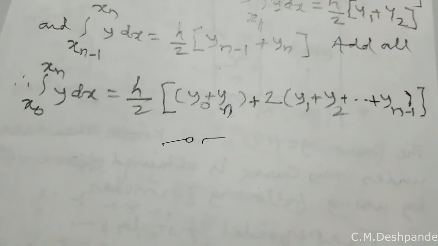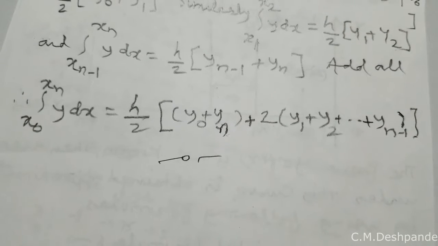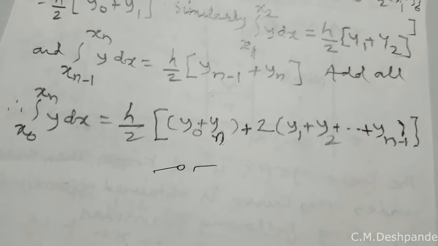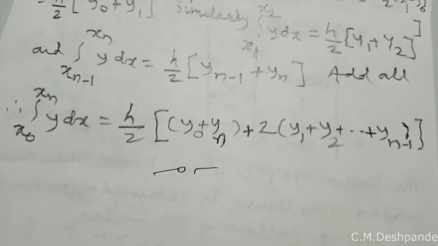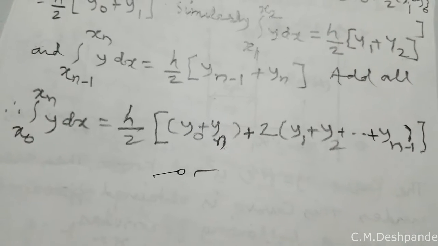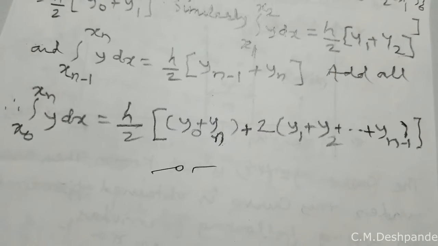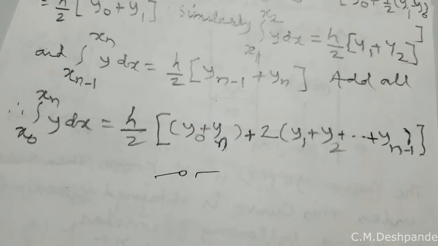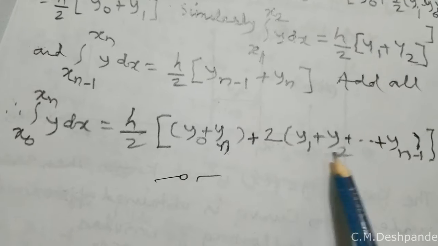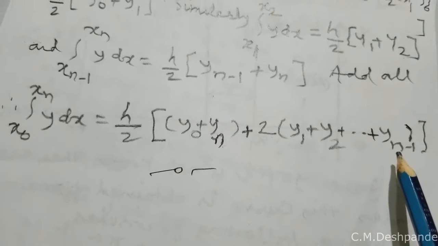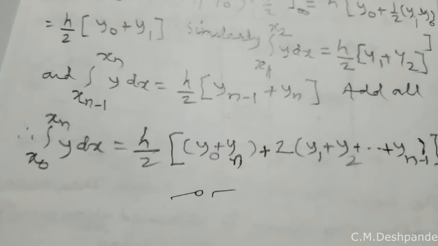Dear students, in the last lecture we studied the first formula for numerical integration, the trapezoidal rule. By that formula, the integration from x0 to xn of y dx is given by h by 2 in bracket y0 plus y suffix n plus 2 times y1 plus y2 plus up to y suffix n minus 1. Now today we solve some examples on this trapezoidal formula.